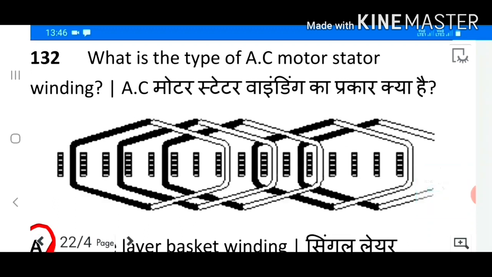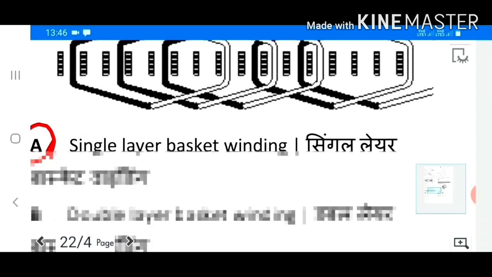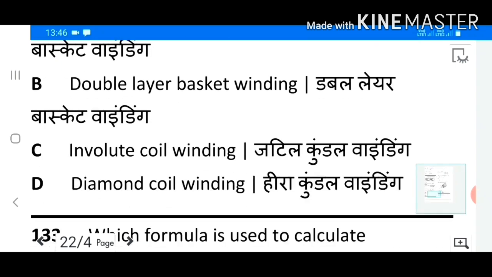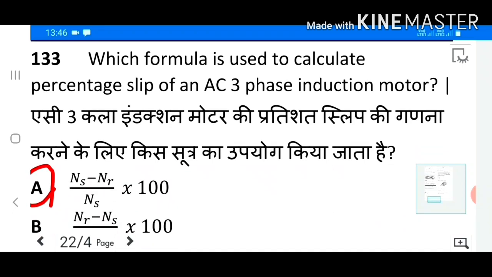132. What is the type of AC motor stator winding? Answer A. Single layer basket winding. 133. Which formula is used to calculate percentage slip of an AC three-phase induction motor? Answer A. Ns minus Nr divided by Ns into 100.